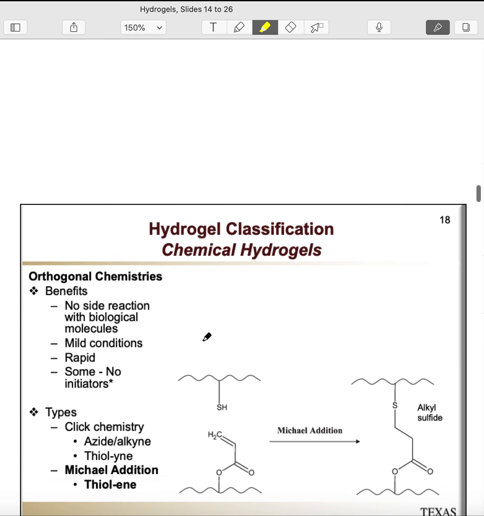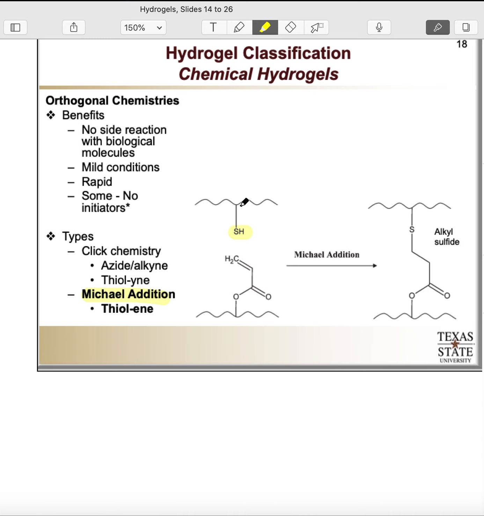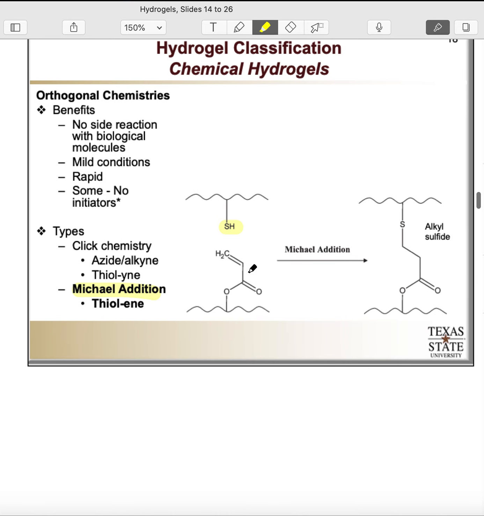All right, on the next slide, I have the second type of orthogonal chemistries, and those are Michael addition chemistries. In this particular case, I'm showing the thiol-ene reaction. Again, thiol means that we have this sulfhydryl group decorated onto a polymer chain. And then we are reacting it in this particular case with an ene molecule, meaning a carbon-carbon double bond, an alkene. And the reaction again is Michael addition, and it would result in the formation of an alkyl sulfide bond between the two chains.